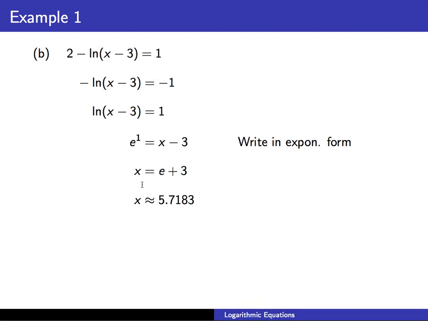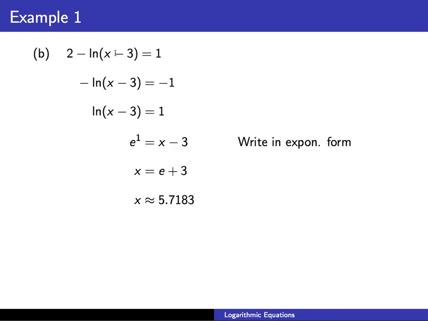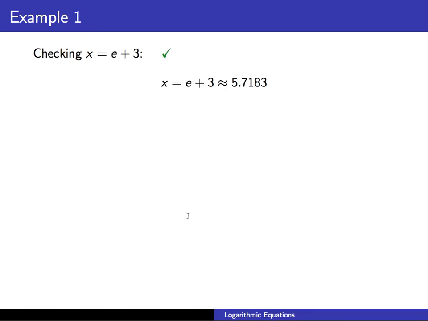So approximately 5.7183. Now, if we check x equals e plus 3, that actually does work out because e plus 3 minus 3 is e, and then 2 minus the natural log of e does come out to equal 1. Also, if we graph the left-hand side, we'll see that the graph intersects the line y equals 1 when x is about 5.7183. So the exact value for x is e plus 3, and an approximation for it is about 5.7183.